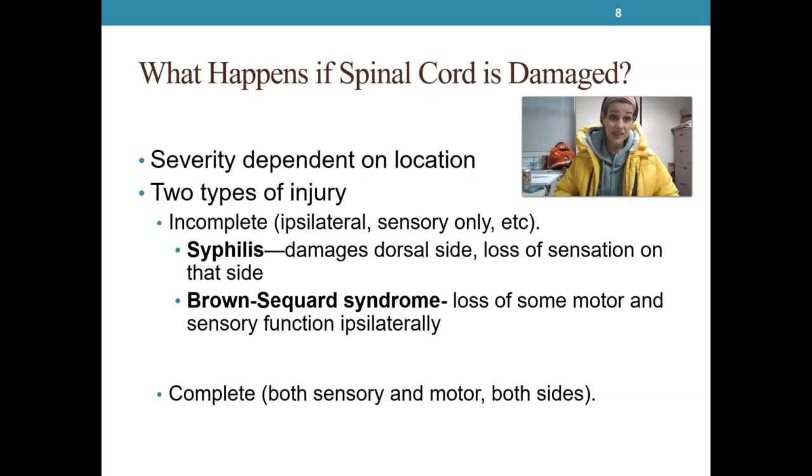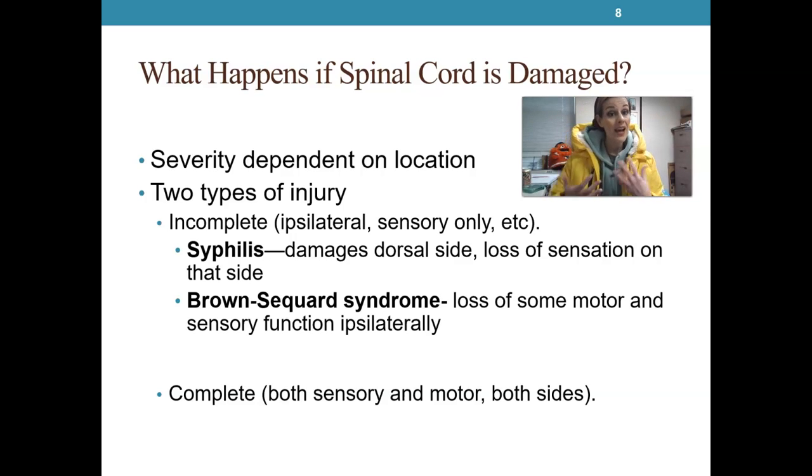Now, syphilis can be treated with antibiotics like penicillin. However, if left untreated, syphilis can lead to some problems. We'll talk about some different ways that syphilis damages the brain after spring break. But for now, what we know with syphilis damaging the spinal cord is that it damages the dorsal side of the spinal cord. And depending on the side of that damage, you're going to lose sensation on that corresponding side of the body.